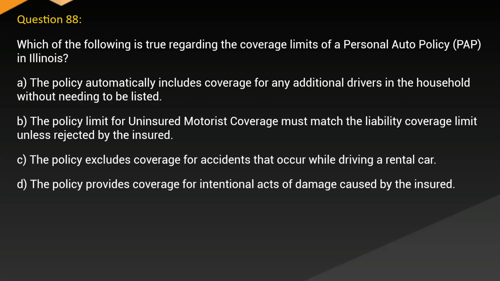Question 88. Which of the following is true regarding the coverage limits of a personal auto policy, PAP, in Illinois? A. The policy automatically includes coverage for any additional drivers in the household without needing to be listed. B. The policy limit for uninsured motorist coverage must match the liability coverage limit unless rejected by the insured. C. The policy excludes coverage for accidents that occur while driving a rental car. D. The policy provides coverage for intentional acts of damage caused by the insured.